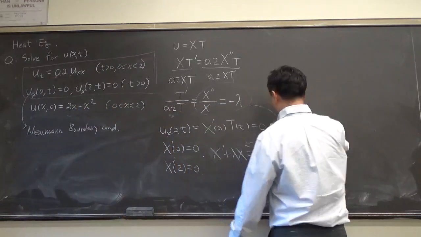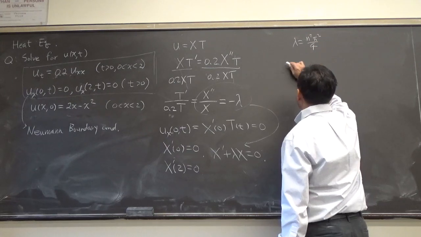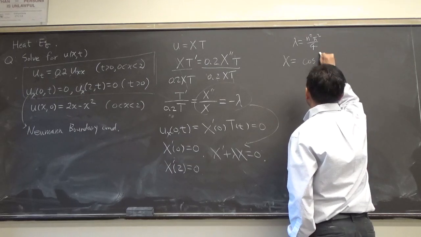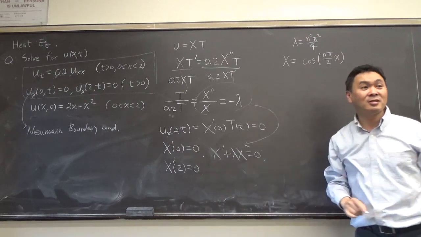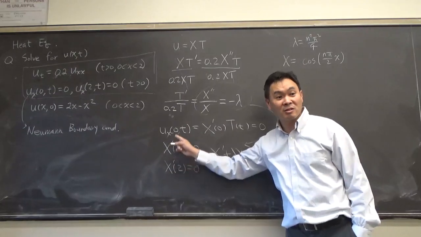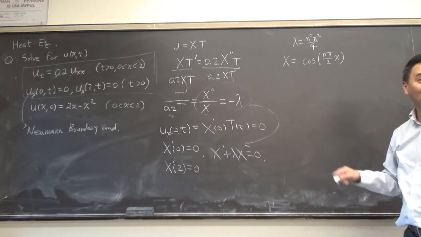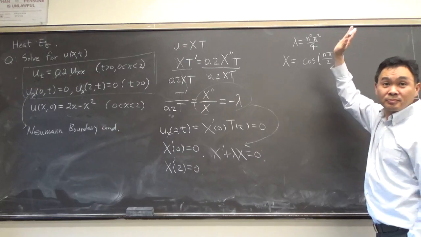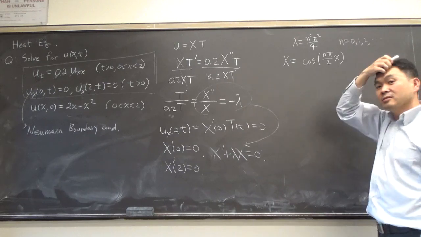What was our answer for that? Lambda equals n squared pi squared over 4, with our eigenfunctions being what? Cosine of n pi over 2 x. That's what we got, right? That's the case when you have primes at the end. Okay? We did this also a few questions ago. But this time, n starts from where? 0. Okay.